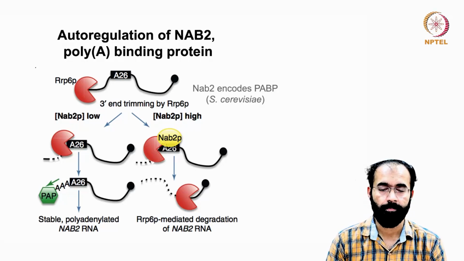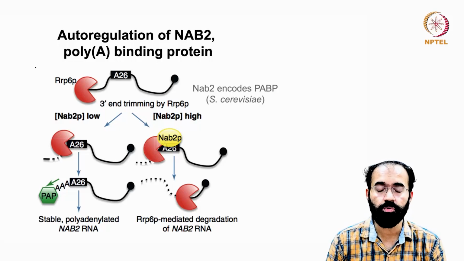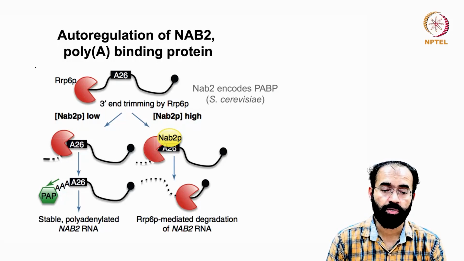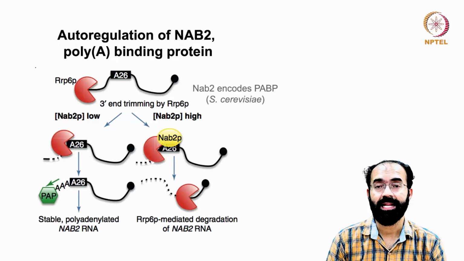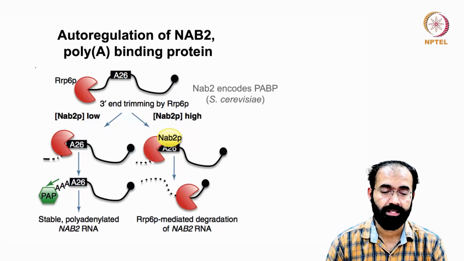So when NAB2 is high, it can bind onto the A26 region, and this binding can stimulate RRP6P, which is an exonuclease, and it will further chew up beyond this A26 region and completely degrade the RNA when NAB2P is high.